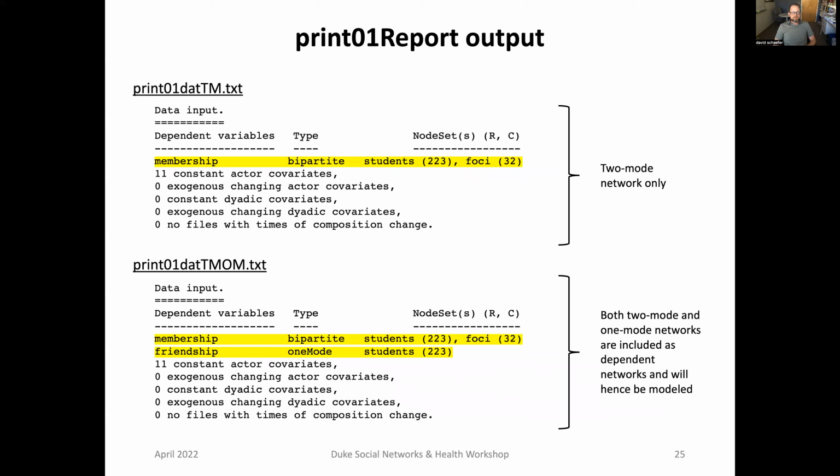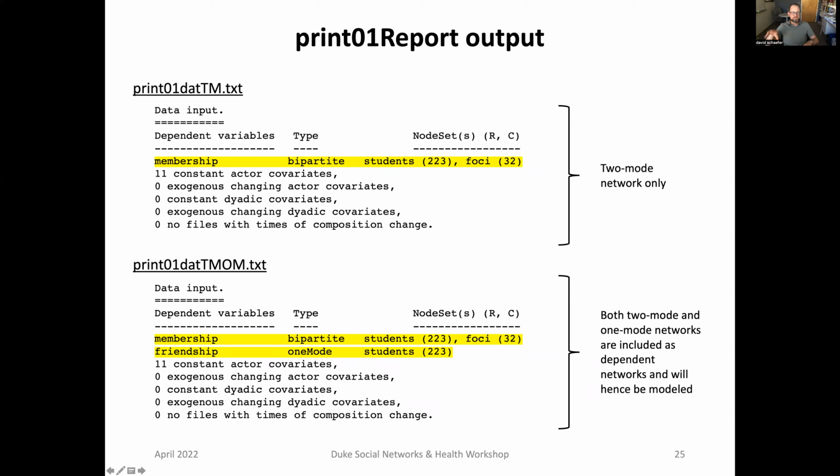Here's some snippets from the Print 01 report. So the script sets up the data in two ways. The first way is just a two-mode network. And the Print 01 report here shows that we've got a membership network that's bipartite. That's a two-mode, let's see, bipartite. A two-mode is a special case of a bipartite network.